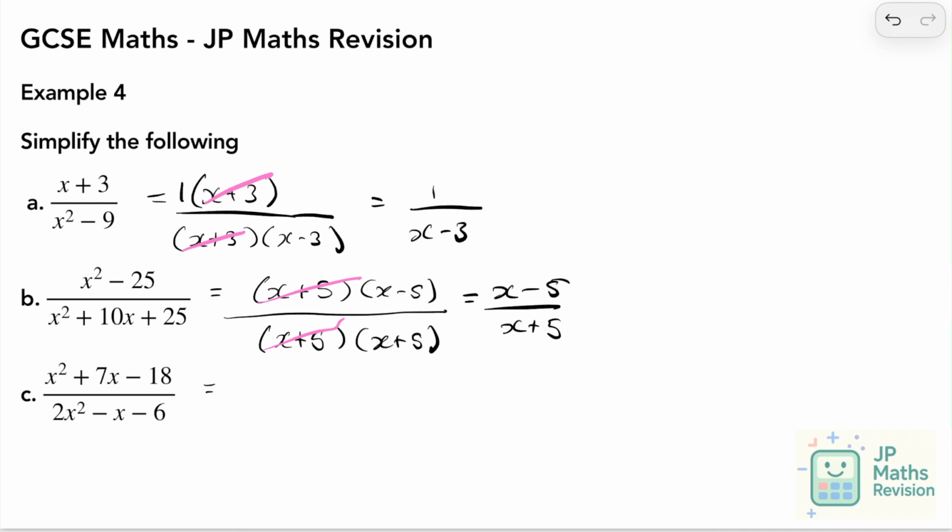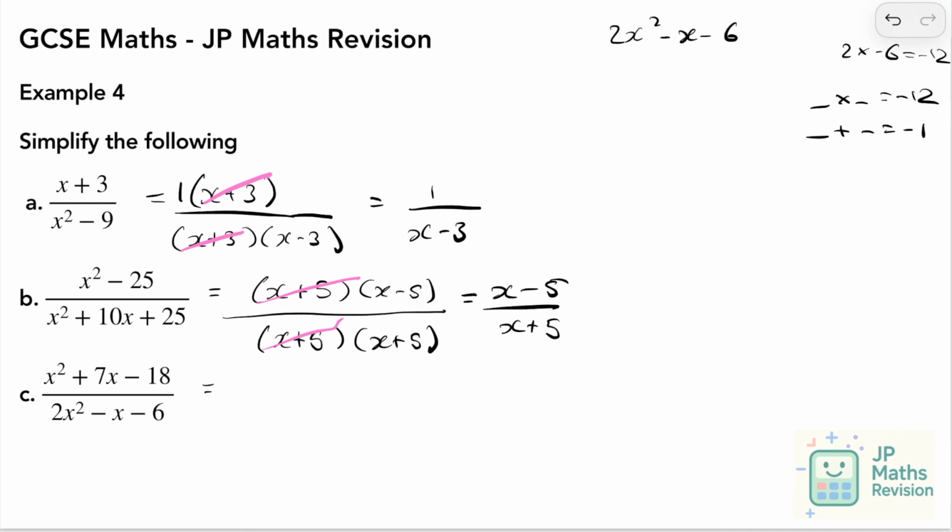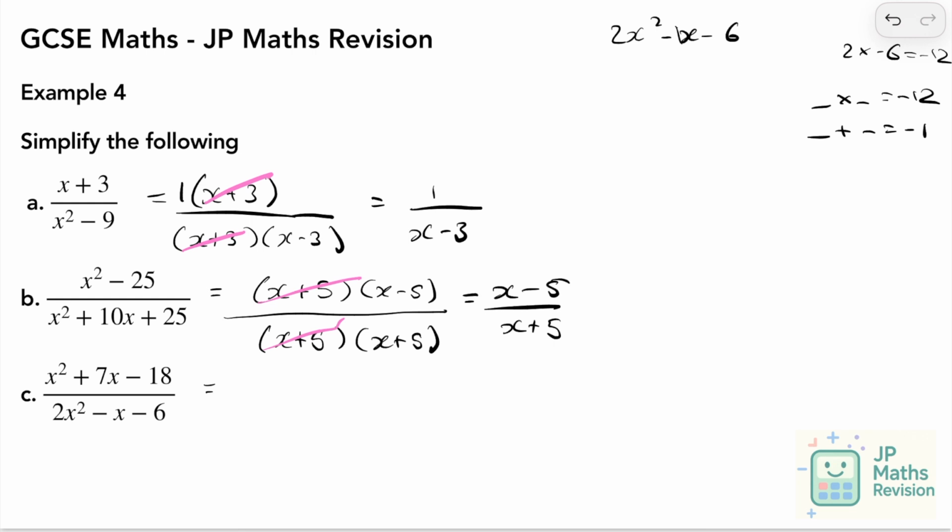This last example, I need to factorise the top and the bottom. Now, the bottom one is a little bit awkward because it's non-monic. So to factorise 2x squared minus x minus 6, I need to do 2 times minus 6 first, which is minus 12. And then I need to think of two numbers that multiply to make minus 12 and add to make minus 1, because minus 1 is the coefficient of x. So in this case, I have minus 4 and 3.